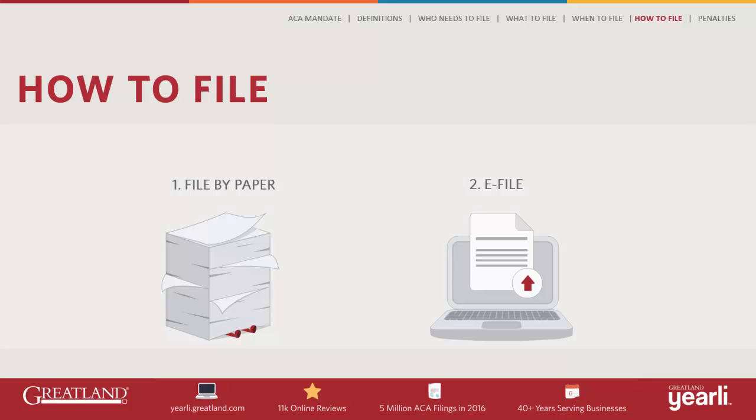Greatland has actually created a few different designs for the 1095 forms so that they are compatible with window envelopes to make mailing the forms to the recipients much easier. Again, if you have 250 or more forms of one form type to file, you must file electronically.